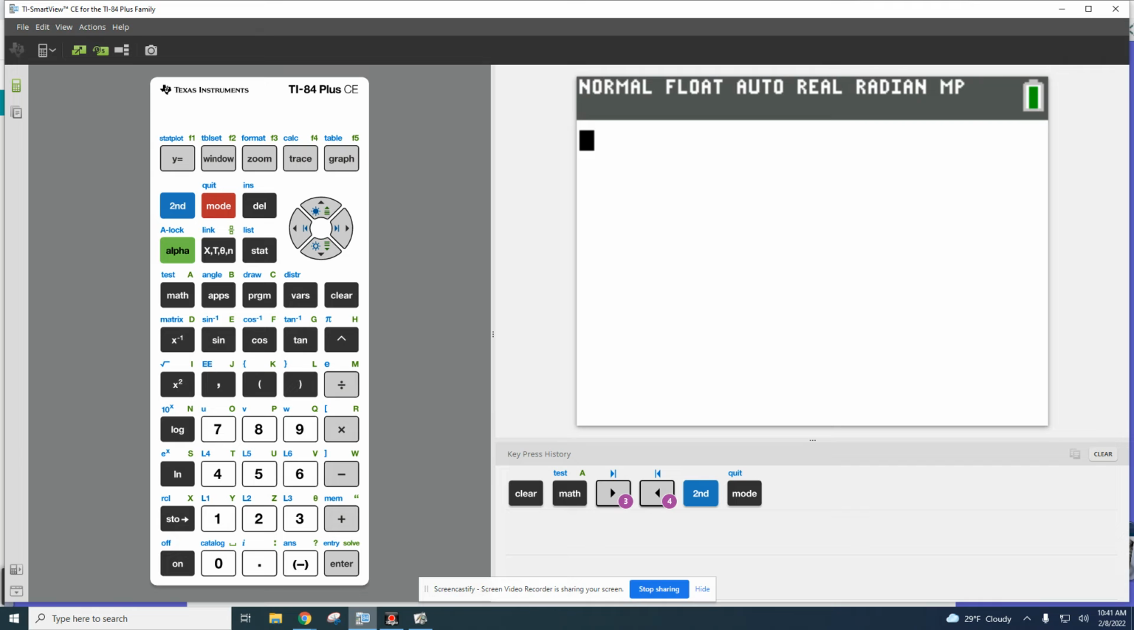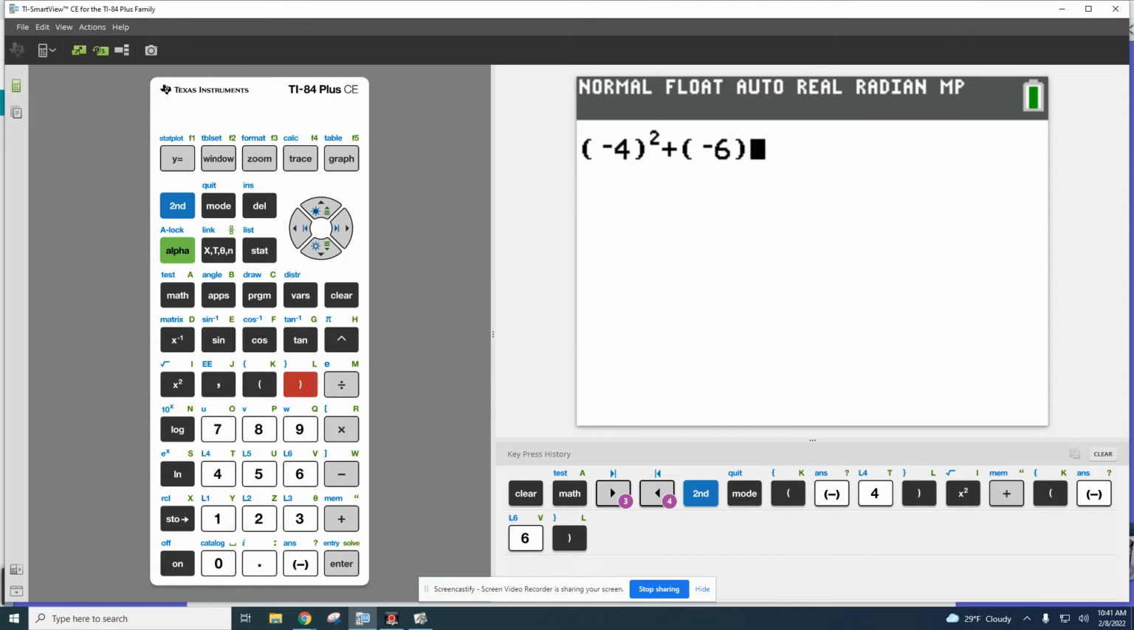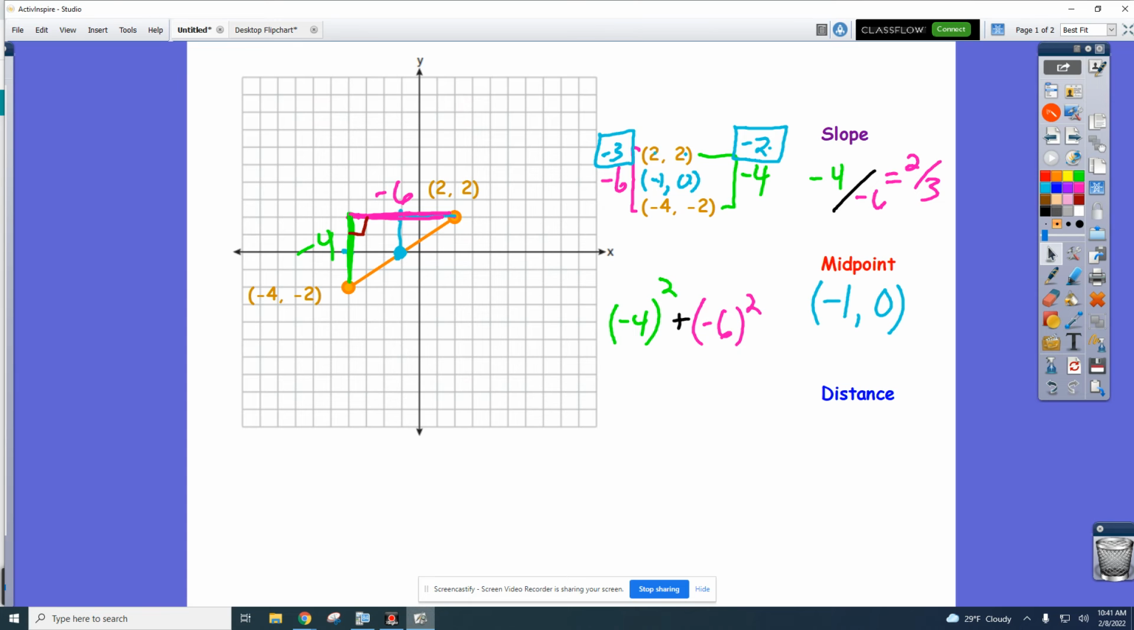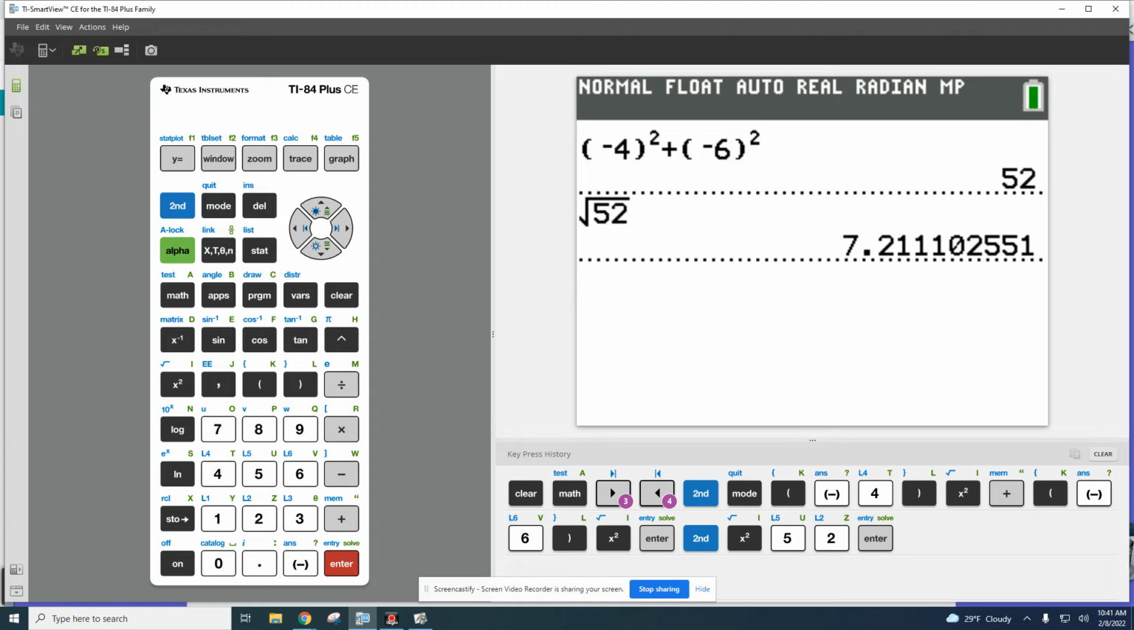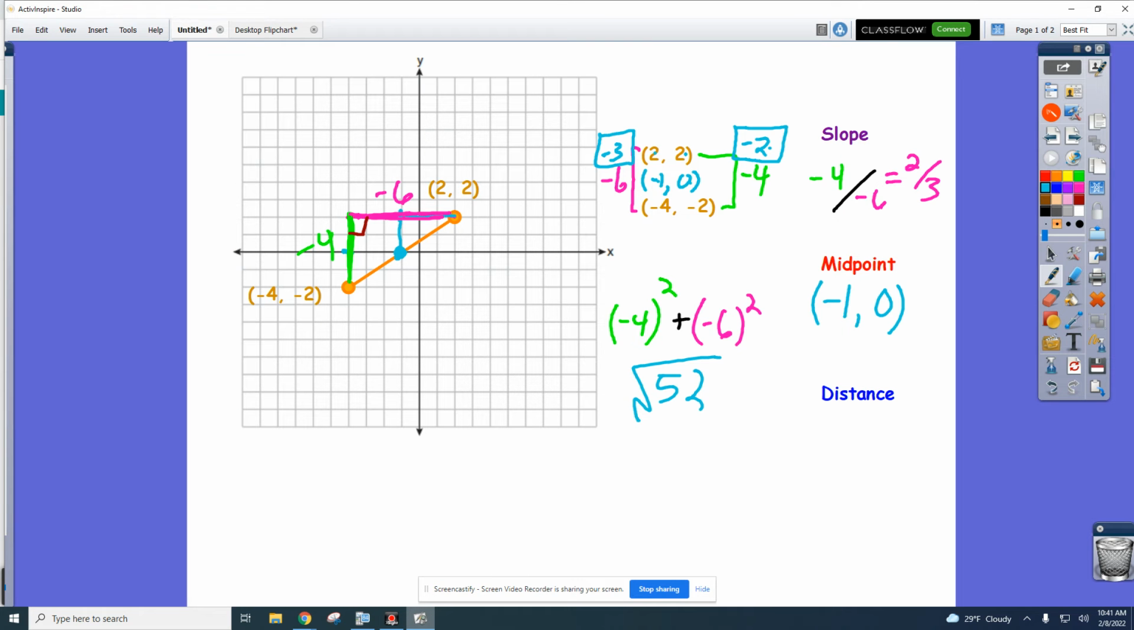Okay, we do that on our calculator. Here's what I'm talking about in parentheses. So negative 4 squared plus negative 6 squared, and we get 52. Remember that we then need to take the square root of that answer. So the square root of 52 is about 7.21. Okay, so that's what's going on.